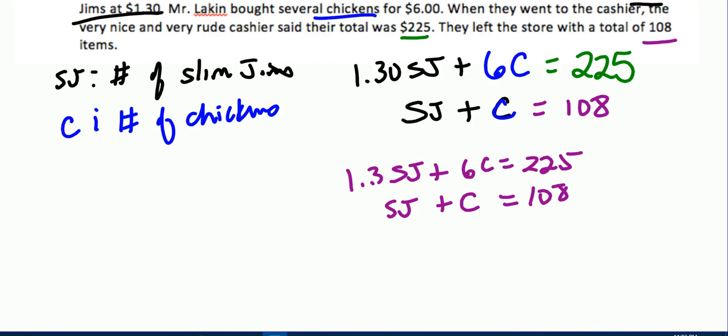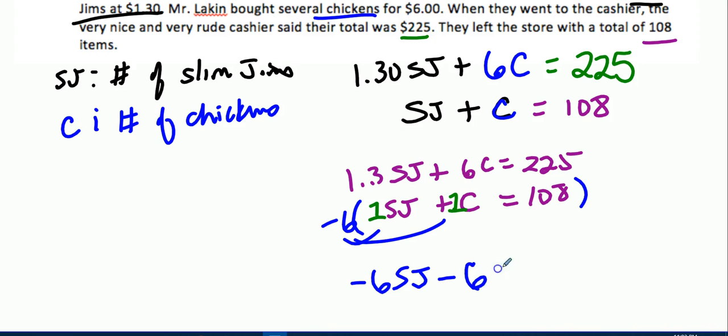One thing I'm going to do here that might help me out, I'm going to put a 1 in front of the SJ and a 1 in front of the C, just to know what to multiply when I change these variables. I'm going to multiply both sides of the bottom equation by -6, because I'm going to cancel out the chips. So -6 times 1 will be -6 SJ. -6 times 1 will be -6 C. And -6 times 108, I'll need my calculator for this, and make sure you have your calculator as well. Should be -648.